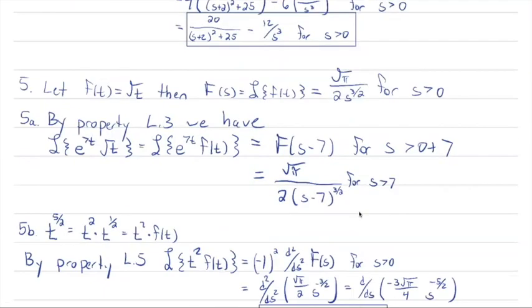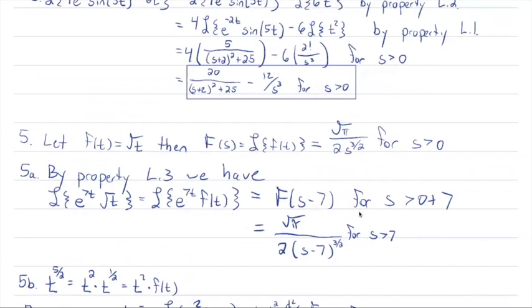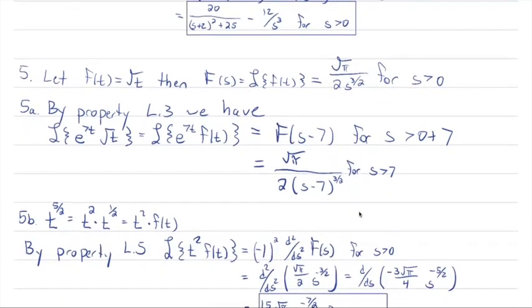So in question 5, here's what we know. We've got f of t. We know that the Laplace transform of that function is this weird square root of pi over 2 times s to the 3/2. So we want to calculate different Laplace transforms. In part A, it asks us to do this. I don't think this was as big of a point of confusion.